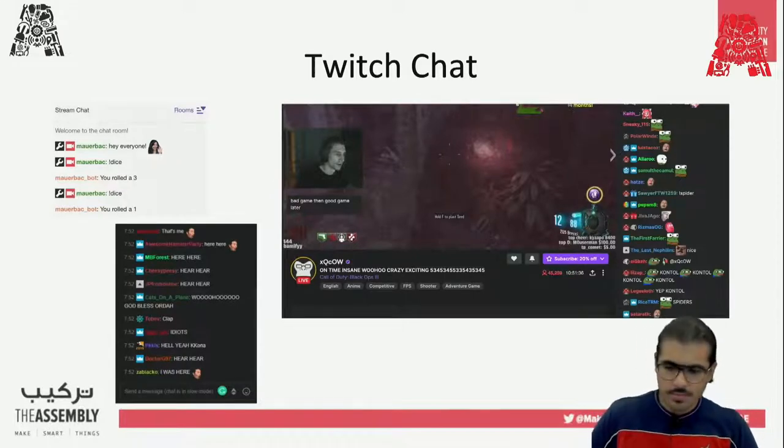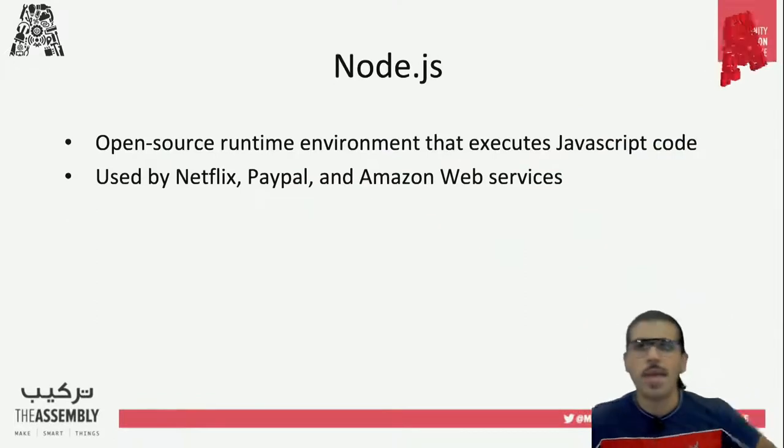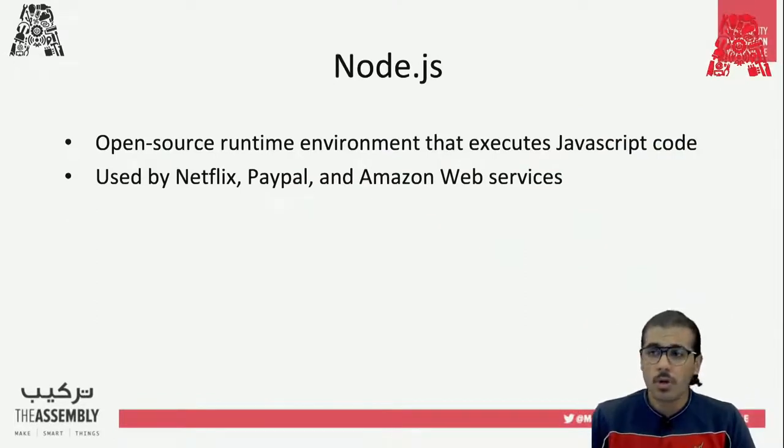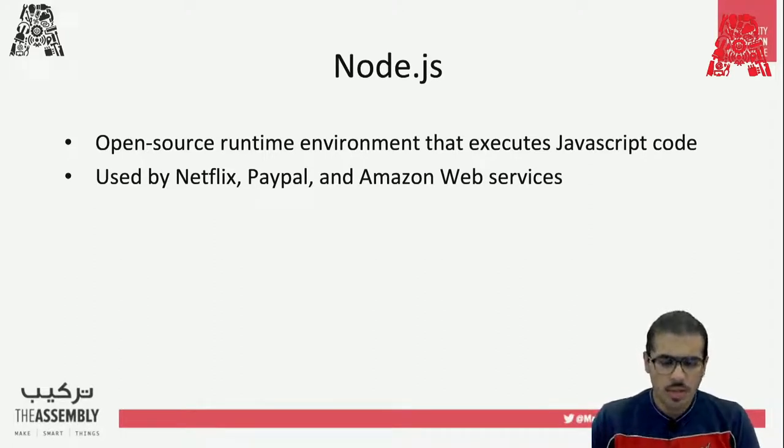That is what this whole thing is about. The bot would be run on Node.js, which is an open source runtime environment. It will basically run any JS code which you would type. And it's used by many big companies like Netflix, PayPal, and even Amazon themselves for their web services.